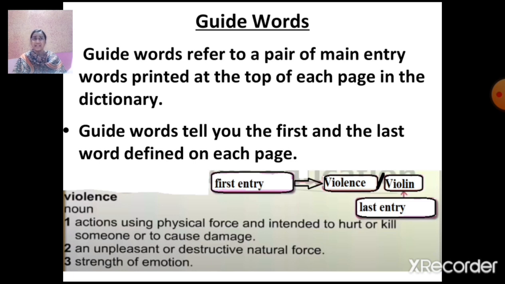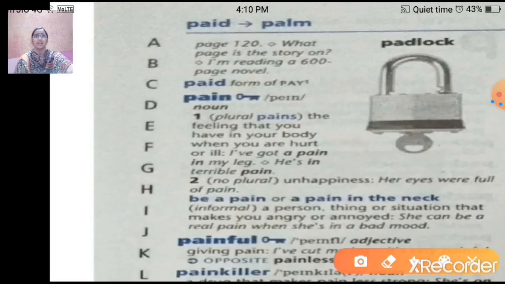Then any entry between the pair of guide words will appear alphabetically on that page. Students, in your dictionary, you will find the guide word at the top of each page, something like this.